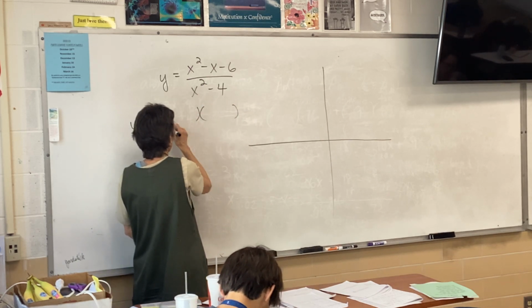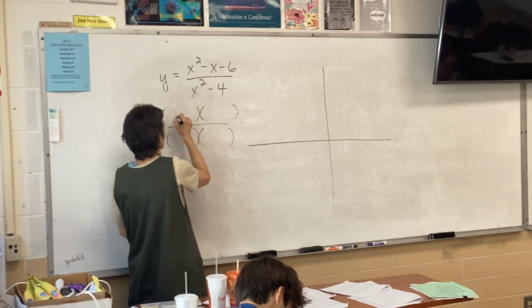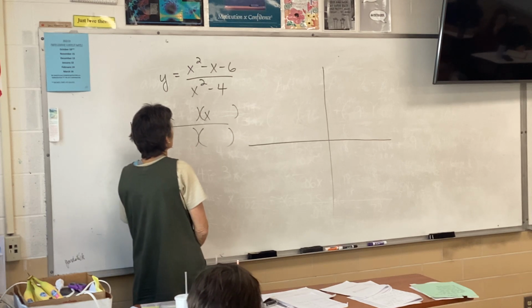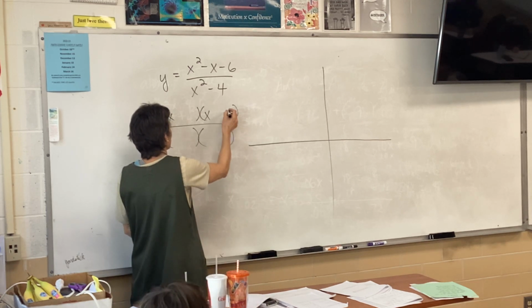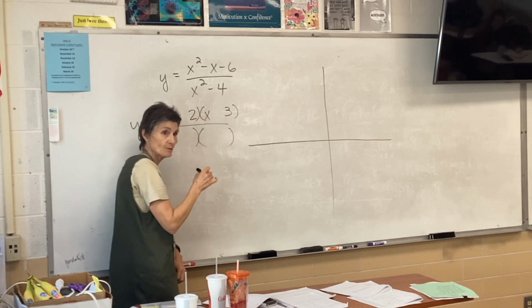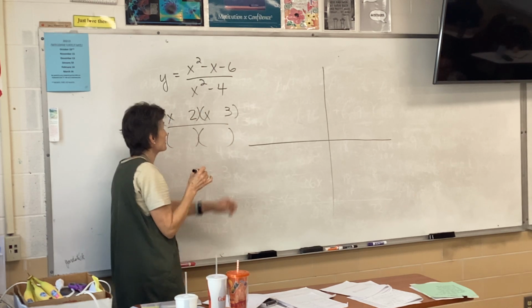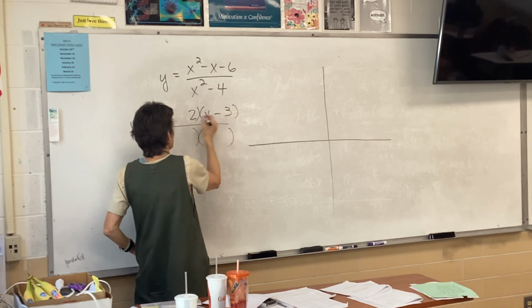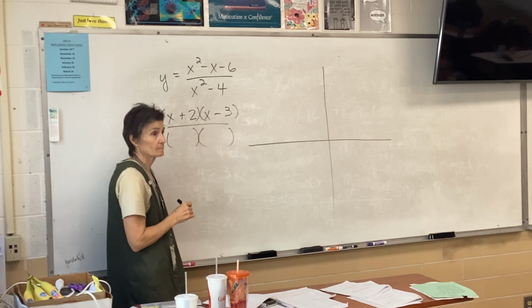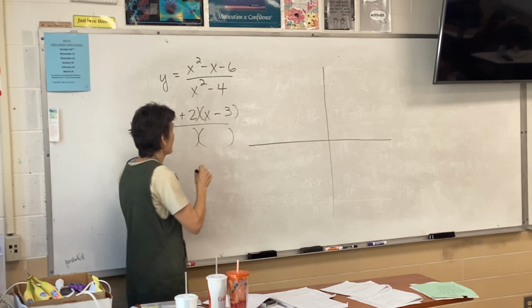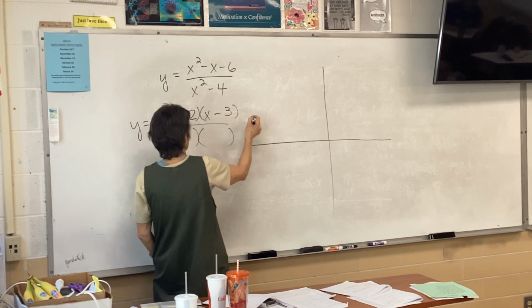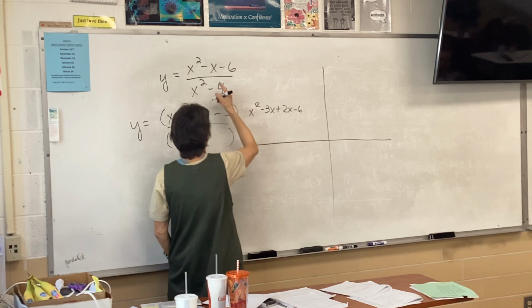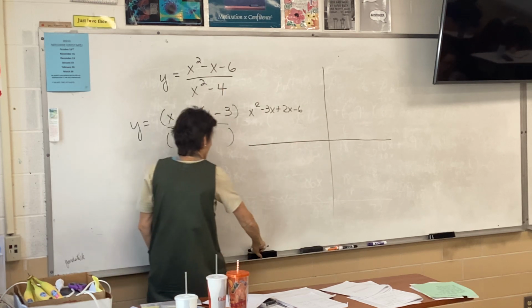How does the top factor? So the x and x. And then I think 3 and 2. Do you think 3 and 2? Because when I add them, I have to get -1. So it's gonna be -3 plus 2. I think that's right, but I'm gonna FOIL it just to make sure. X squared minus 3x plus 2x minus 6. Yep, that works. That's right. So I'm good on that.